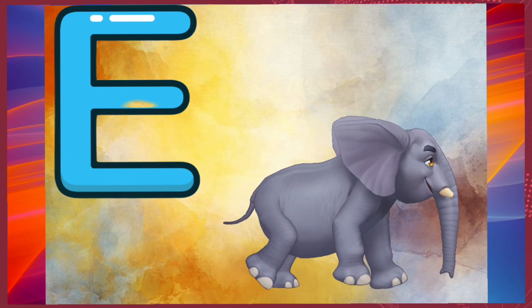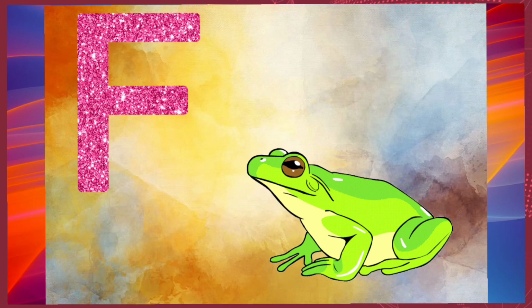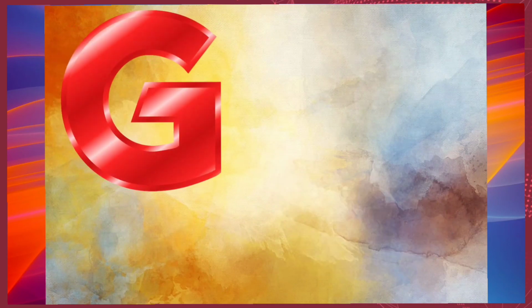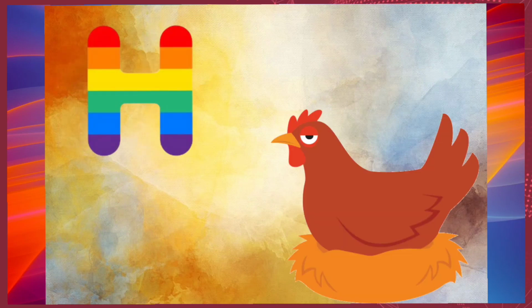E is for elephant, e, elephant. F is for frog, f, frog. G is for goat, g, goat. H is for hand, ha, hand.